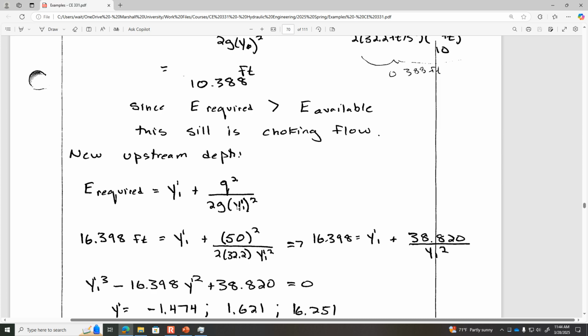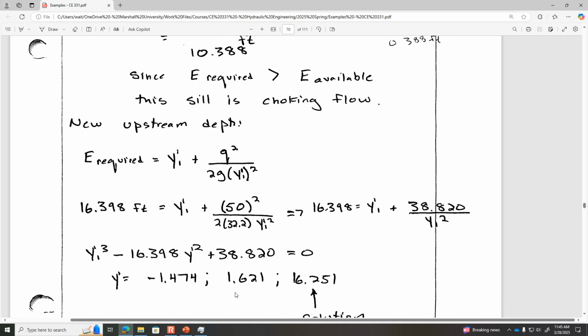So the new depth, this turns into a cubic equation. So this becomes a cubic equation, which is y1 prime cubed minus 16.398 y1 prime squared plus 38.820 is equal to 0. And then we get some roots.